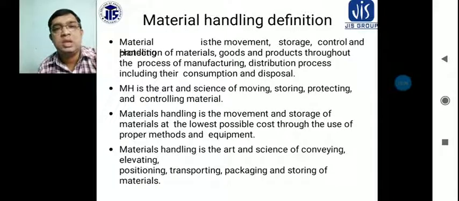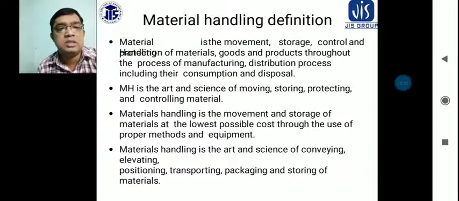And sometimes you can see storage is required for storing, and suppose our college storage will also be available when different materials come inside the college, then this is considered storing. And another thing, materials handling is the movement and storage of materials at the lowest possible cost through the use of proper methods and equipment, which is considered your materials movement.